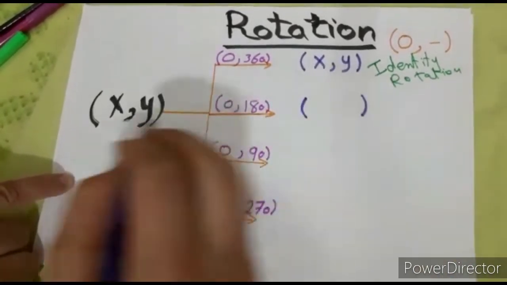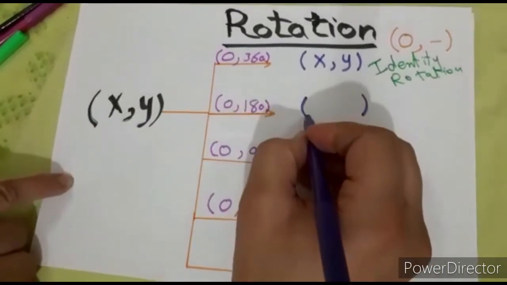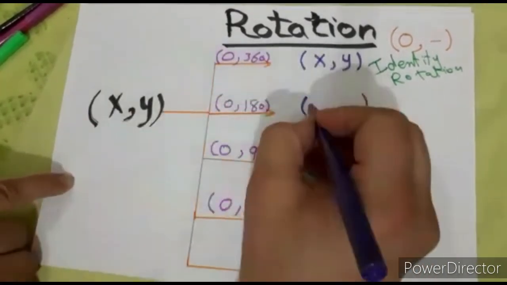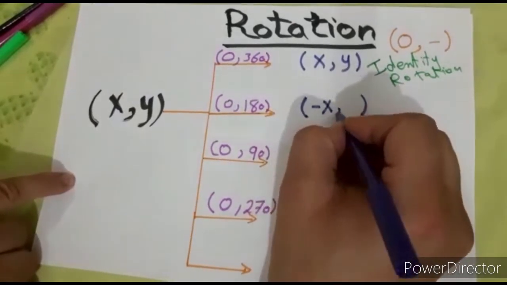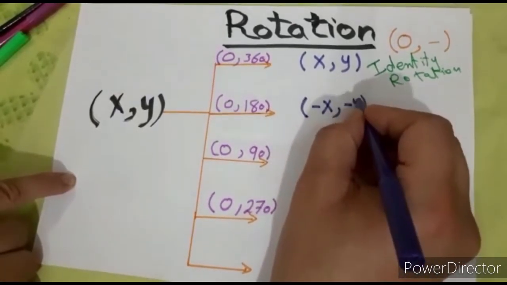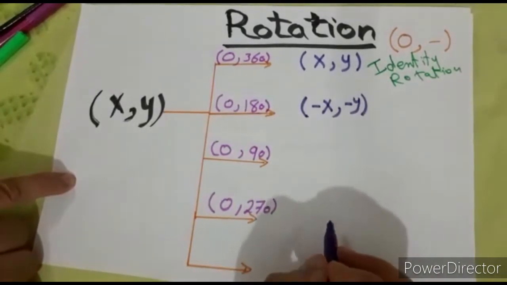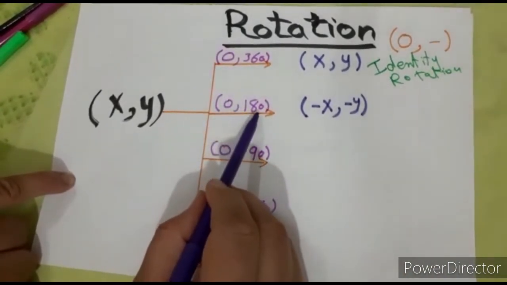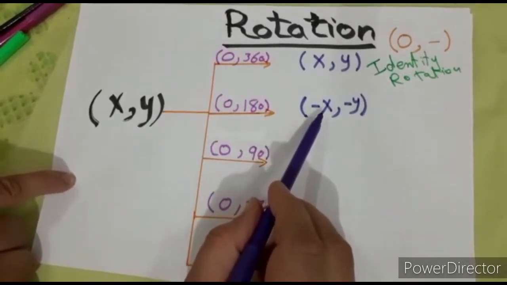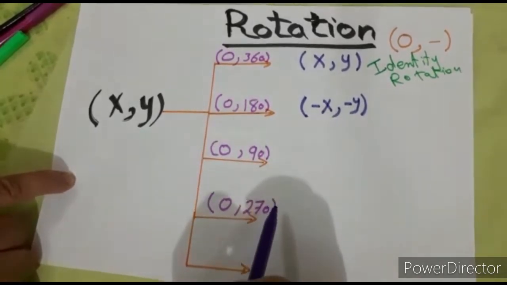Number two, the O and 180. The point X and Y just changes the sign. X transforms to negative X and Y to negative Y. So the rotation O and 180 will change the sign of X and Y.